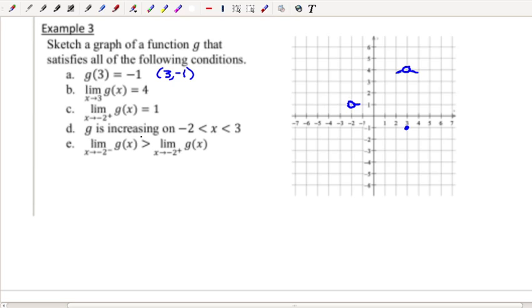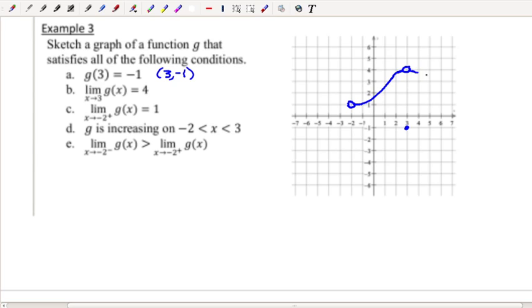Okay, letter D, g is increasing on the interval from -2 to 3. So between the interval of -2 to 3, g is going to be increasing, going up. So that's where I get to connect up these two lines and say, okay, I'm going to be increasing until I get to 3. All right? So increasing from -2 to 3. So it could be doing anything in between, but now we know that it's increasing.